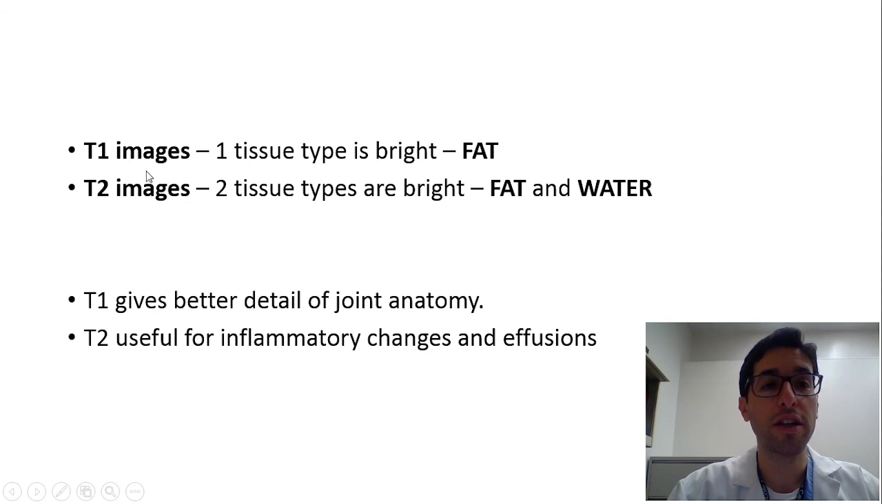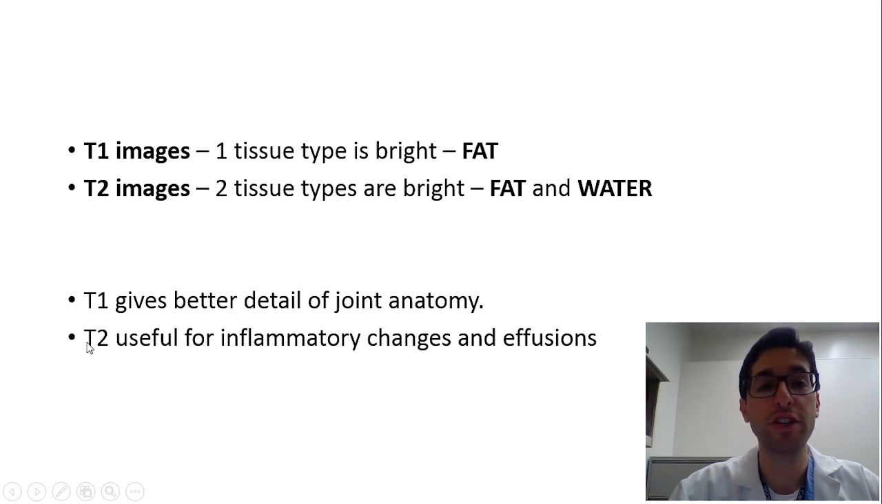So T1, what shows up bright on a T1? It's fat. What shows up bright on a T2? It's fat and water. So the way I remember it, T1, one type of tissue, T2, two types of tissue. One is fat, two is fat and water. Most commonly we use a T1. T1 is known for better anatomy.